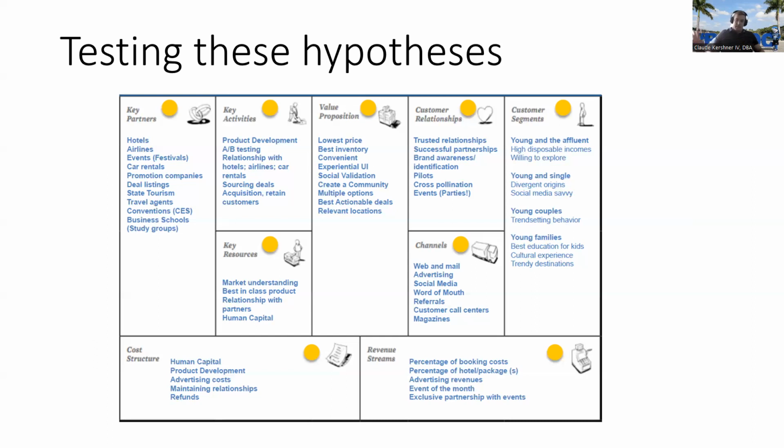And it is not very specific, but there's an example of customer segments that, as they walked through this business model canvas exercise, they were able to change and get more specific as they tested these hypotheses and as they performed their interviews. And then moving to customer relationships, they had trusted relationships, successful partnerships, brand awareness and identification, pilots, cross pollination, and events or parties.